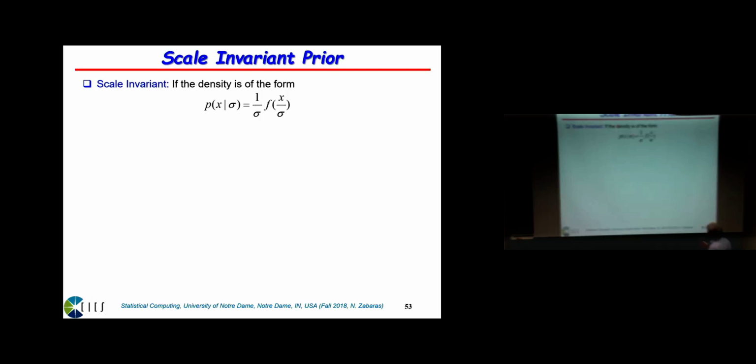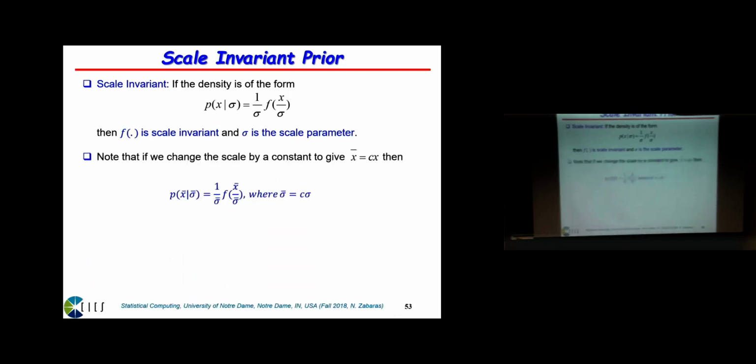If a distribution has this form, we call it scale invariant. The scale here is sigma. The idea is, if you measure x in meters, in kilometers, in centimeters, whatever, it should not matter. You should get the same distribution. And you can show that if you change the scale from sigma to sigma bar with any constant c, the form of the distribution remains the same. This is what we call scale invariant.